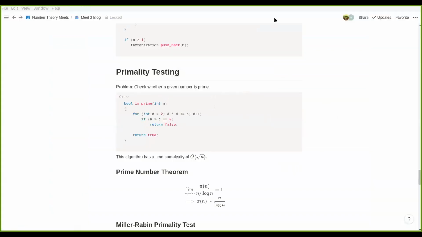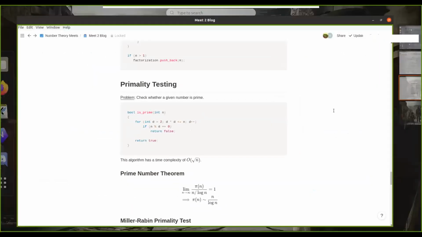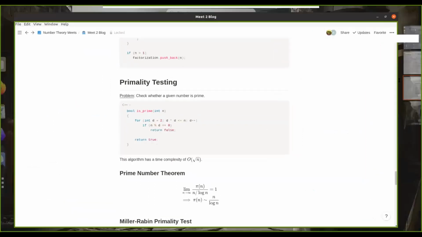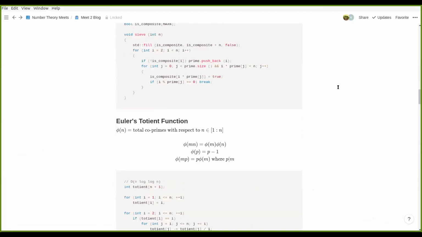One second. You can see my screen, right? Yeah. It's showing the Notion blog, right?